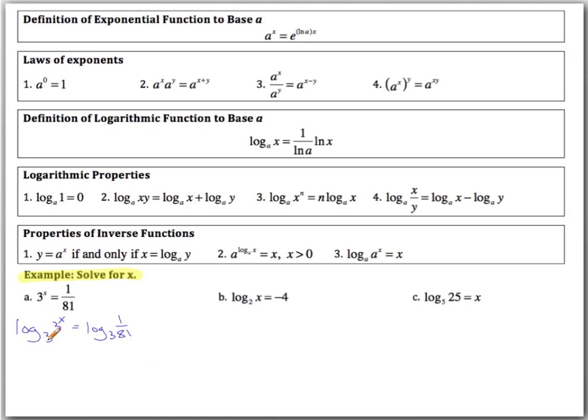And so what we're going to do is we're going to take log base 3 of both sides. Okay, so we have the log base 3 of 3 to the x equals the log base 3 of 1 over 81. Okay, so here log base 3 of 3 to the x is just going to equal x.